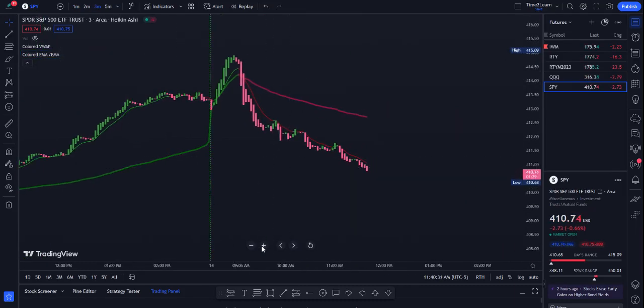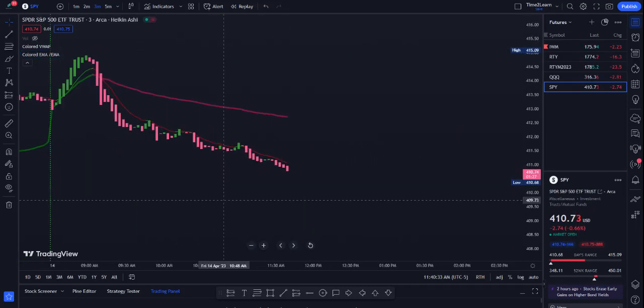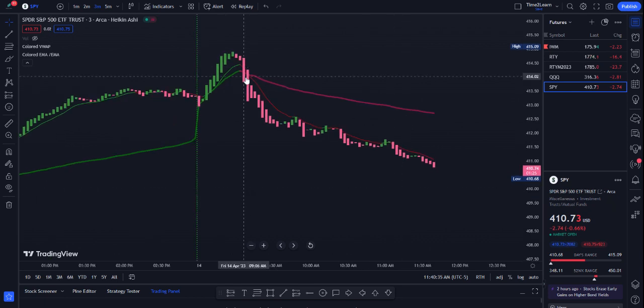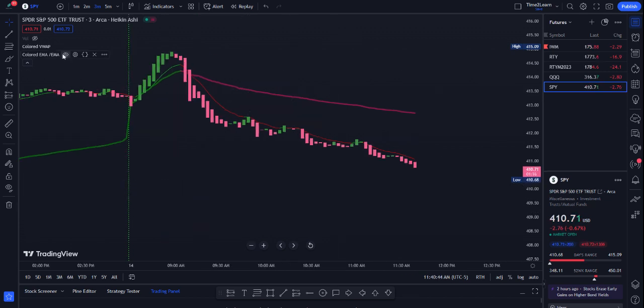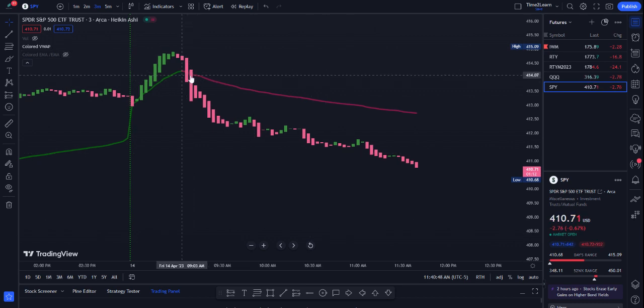So if we were on the 3-minute chart and if I traded SPY, once it crossed here, I would enter into my put position. With or without the EMA, you would enter at the break of the VWAP, right? So you always want to know your entry. Entry is break of the VWAP or support of the VWAP for calls.